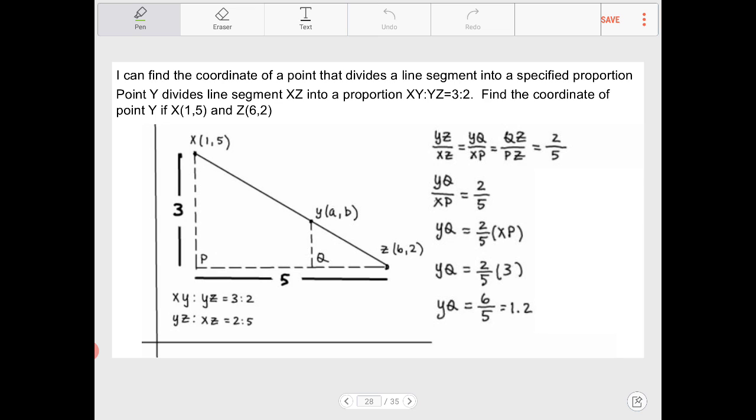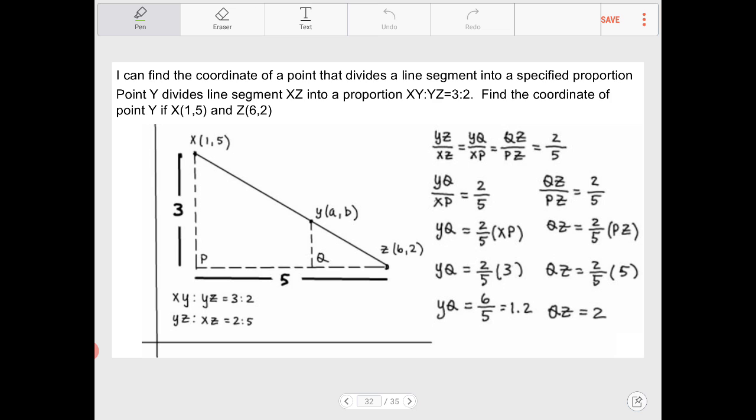Similarly, I can solve for what QZ is. And how are we going to do that? Well, I know the length of PZ. PZ is equal to 5. So if I substitute 5 in, QZ is equal to 2.